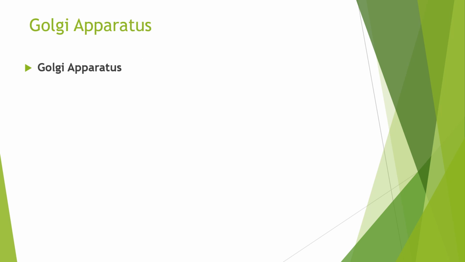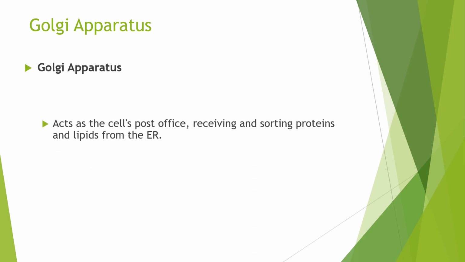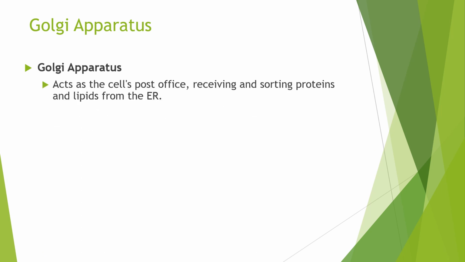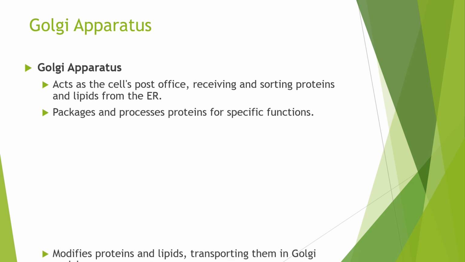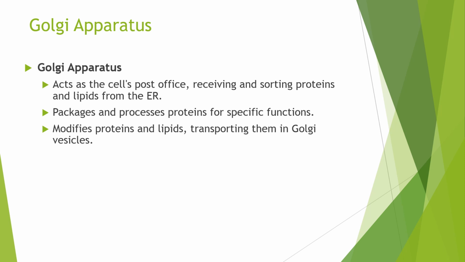The Golgi apparatus is a vital organelle, often described as the cell's post office. Its primary role is to receive, sort, package and dispatch proteins and lipids produced by the endoplasmic reticulum. Here's how it works. Proteins and lipids made in the endoplasmic reticulum are transported to the Golgi apparatus in small vesicles. Once inside, they are processed and modified.